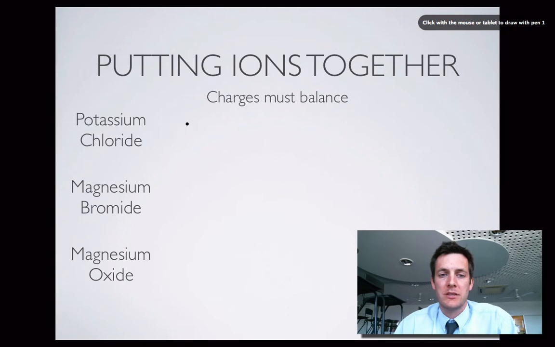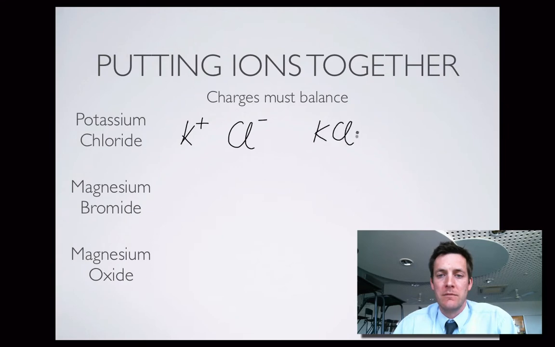I can look up the potassium ion on my ion list. I can look up a chloride ion and see that they're 1 plus and 1 minus. To get those charges to balance, I'm going to need one of each of those ions, so the formula is simply KCl. Okay, and the overall formula for the compound does not show the charges of the ions, so they should not appear in the formula of the compound.